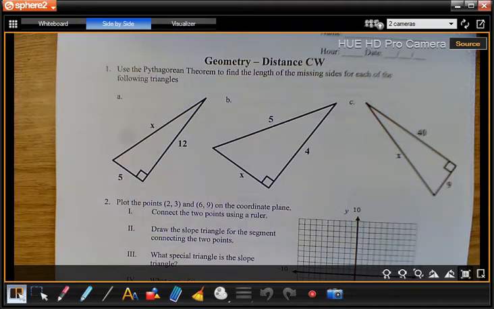We are going to go ahead and look at the distance formula. We're going to start with practicing some Pythagorean theorem. So using Pythagorean theorem will help us in order to do all of this work. So we're going to start with A.